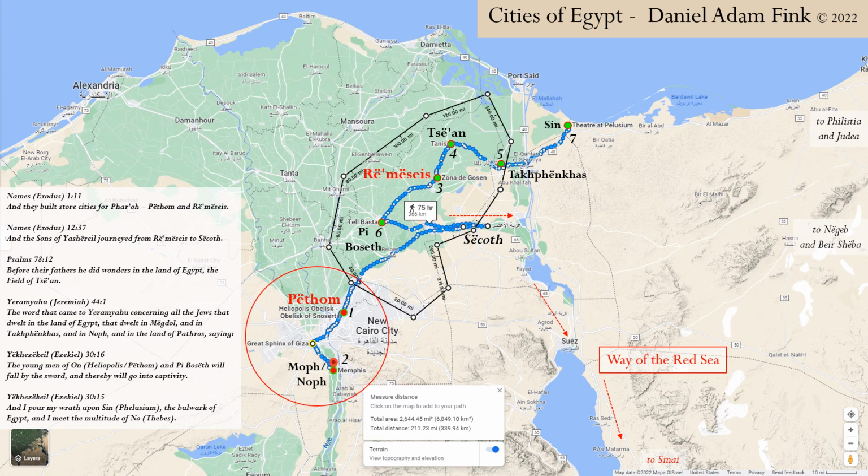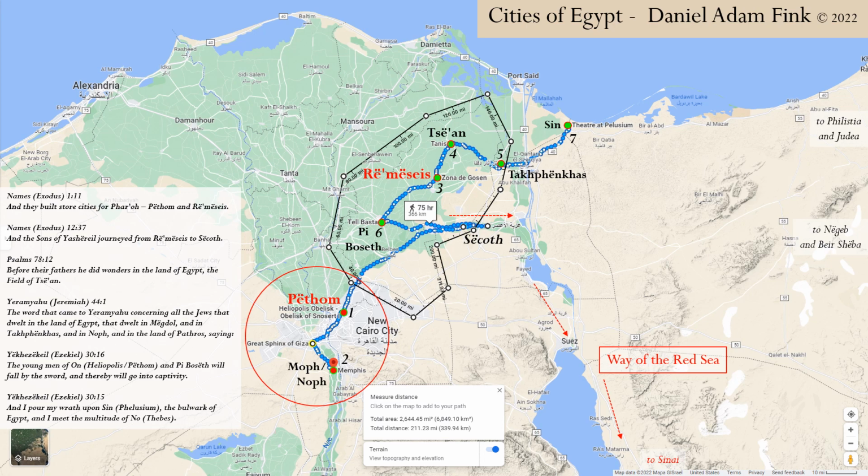Yehezekiel 30, "And I will pour my wrath upon Sin," that's Pelusium, where you look at the green dots, the one furthest to the right and up, Sin. And next to it you see from Google Maps, Theater at Pelusium. That is the furthest east city of Egypt proper. The bulwark of Egypt. It was the bulwark because that is the city that was first to defend against invaders from the Mediterranean and from Asia.